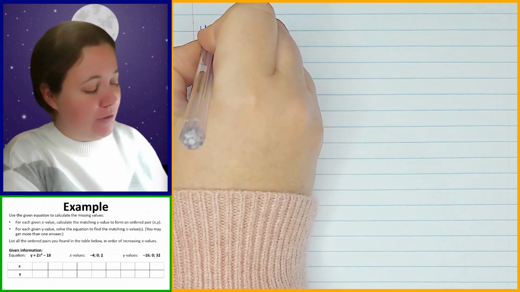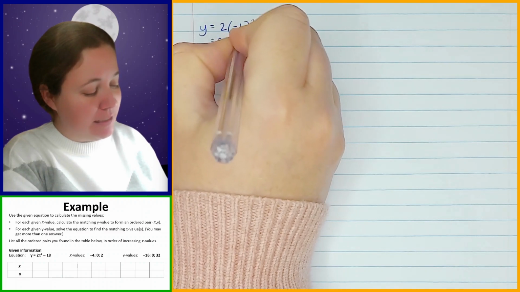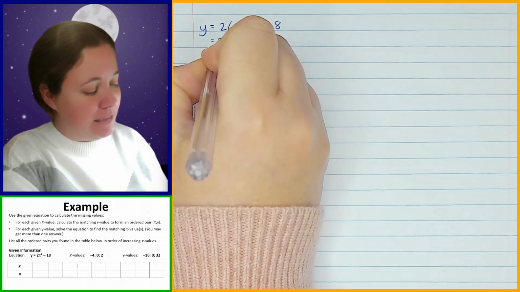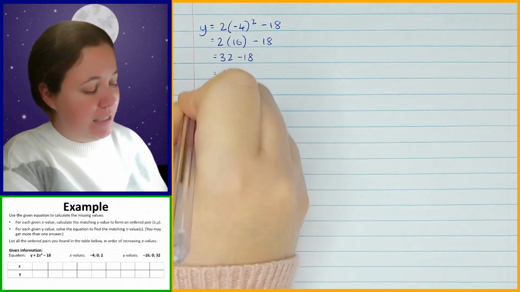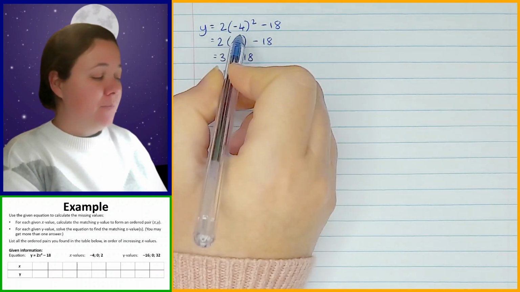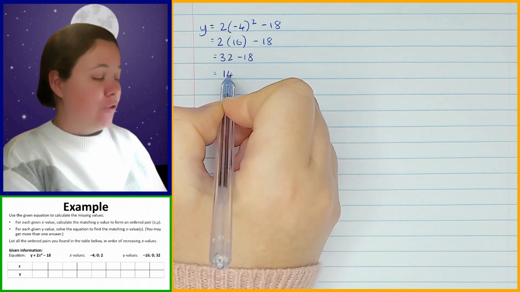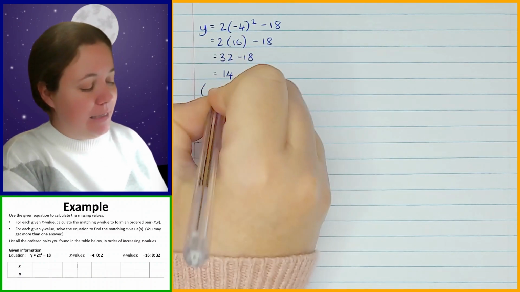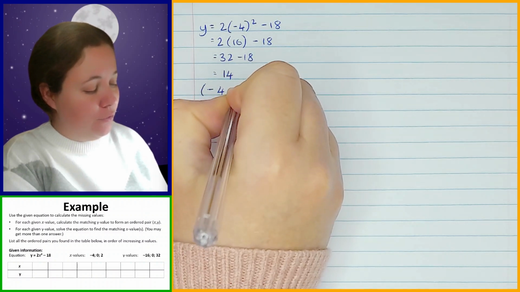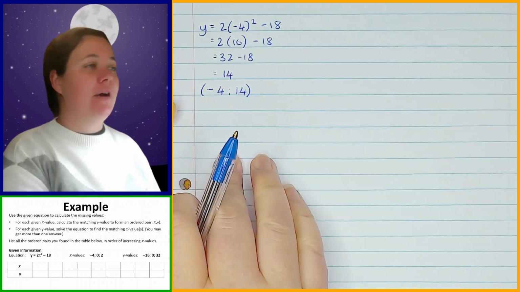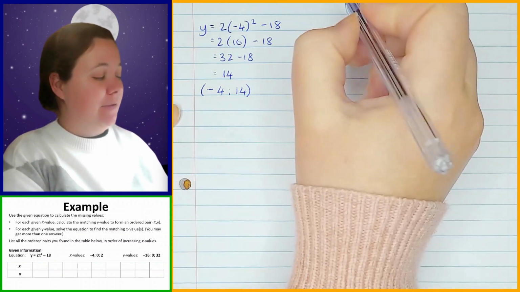Okay, now let's go and simplify this so that we have 2 times 16 minus 18, that's 32 minus 18, and that gives us 14. So now we have our x value and the corresponding y value that forms an ordered pair of negative 4, 14.